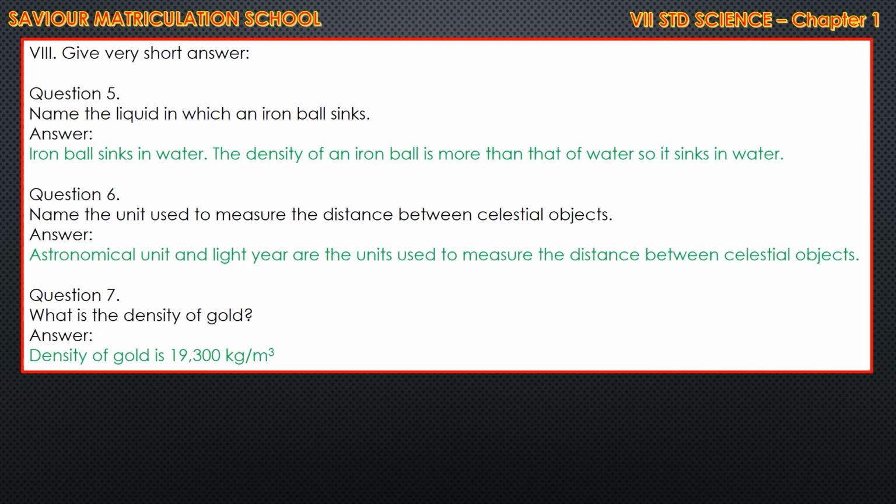Question 6. Name the unit used to measure the distance between celestial objects. So the answer is astronomical unit and light year are the units used to measure the distance between celestial objects. 7th question. What is the density of gold? Density of gold is 19,300 kg per cubic meter.